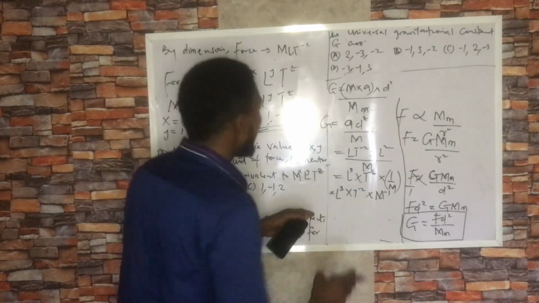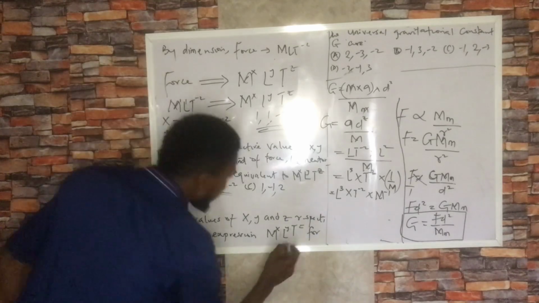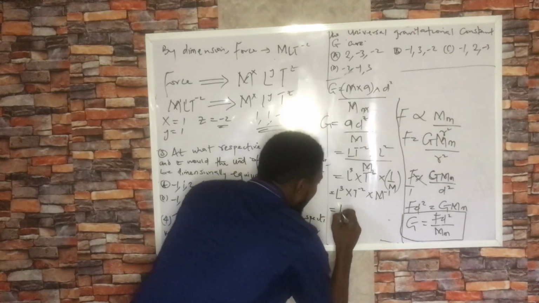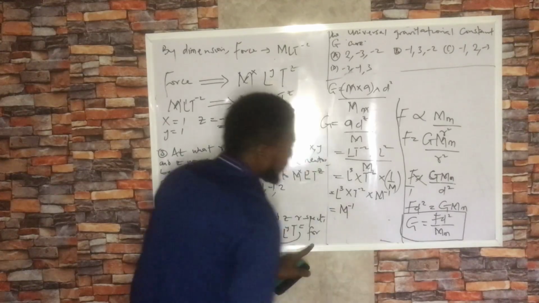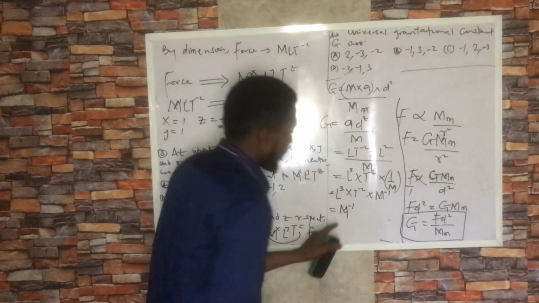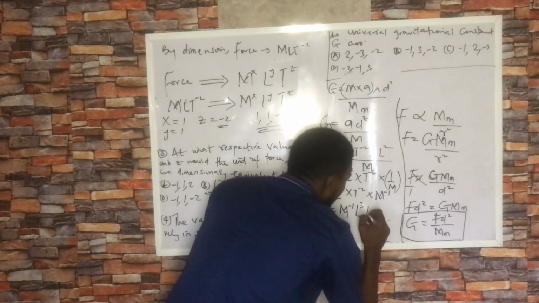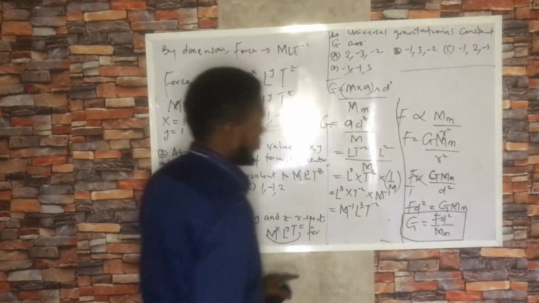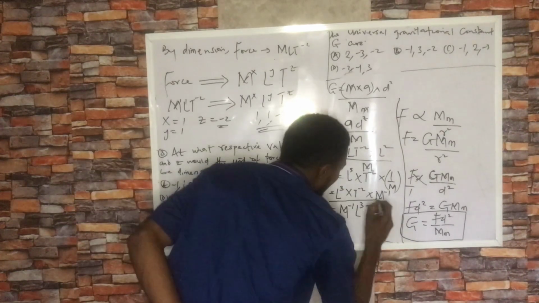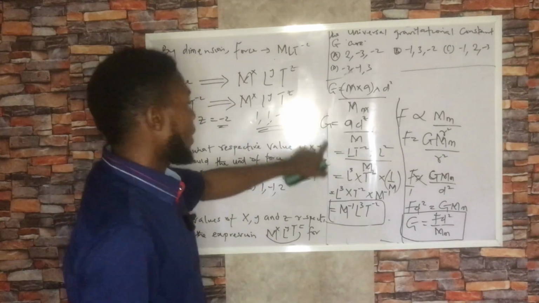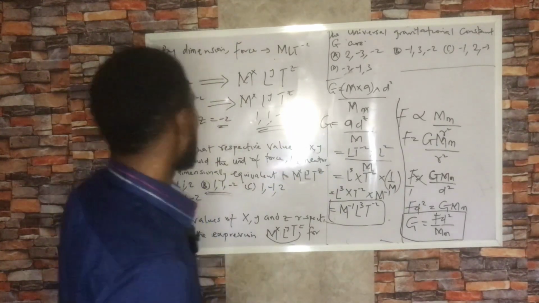Then you can now arrange in conformation with what you have here. So it's going to be M raised power minus 1, then N raised power 3, C raised power minus 2. And this is your dimension. This is the dimension for gravitational constant.